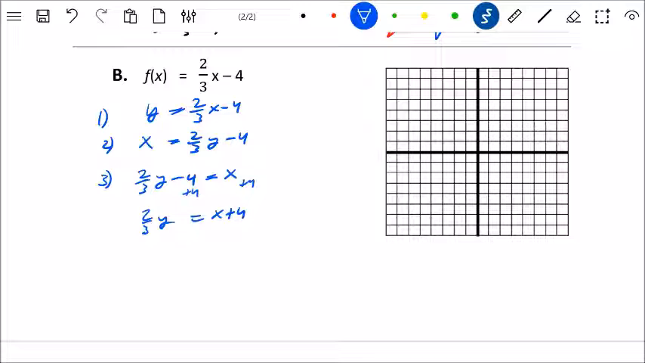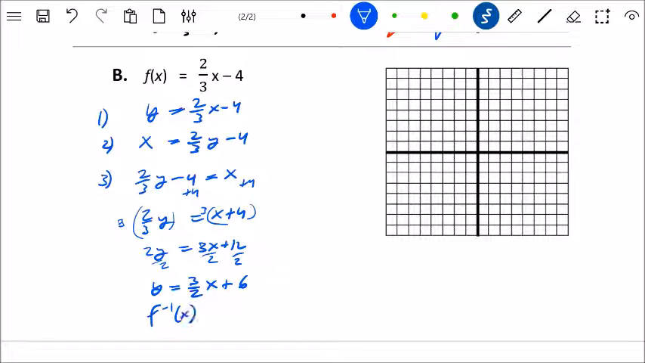Now I could multiply everything by 3 and then divide it. I'll do that first. So I'll do it in 2 steps here. Multiply both sides. Gives me 2y equals 3x plus 12. And I'm going to divide by 2. Gives me y equals 3/2x plus 6. And then I have to make it where it's the function minus 1 of x equals 3/2x plus 6.